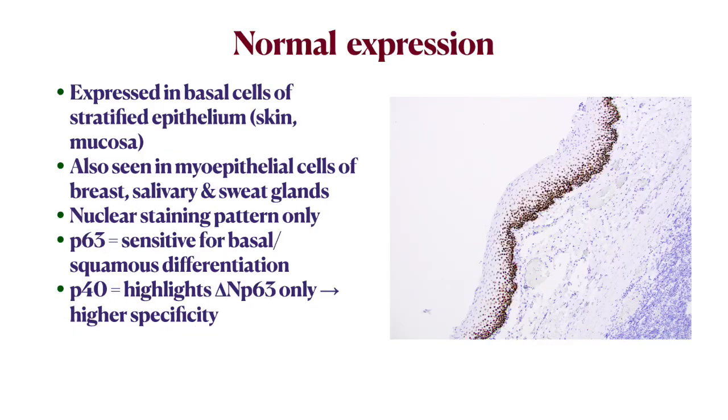Usually these markers are expressed in the basal cells of the stratified squamous epithelium, also seen in myoepithelial cells of breast, salivary gland and sweat gland, and hence you will see them common in these type of tumors. P63 is very sensitive for basal or squamous differentiation. The difference is P40 is more specific than P63 when it comes to staining squamous differentiation.